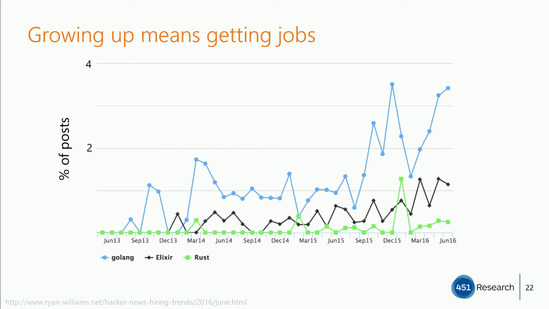Now, I don't want to pull too much interpretation out of this, because the numbers are not huge. On a percentage of total posts happening on Hacker News, we're talking sub 2%. So it's not a ton of stuff, but it does show you some kind of a broad trend of that upward curve that you'd like to see. And it does show you Go continues to get a lot more jobs being posted than Elixir, and certainly than Rust.